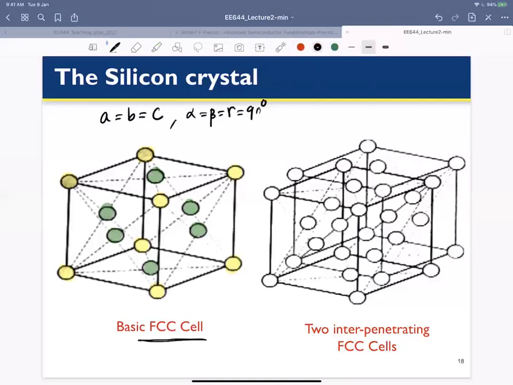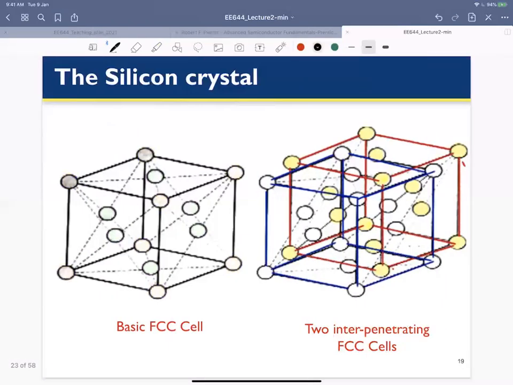So if you take two of them, basically you take two of these lattices and penetrate, right? You could not clearly see it, but here you could see it. See, this blue one is one crystal, one FCC lattice, and the red line one is another lattice, and you penetrate the next.